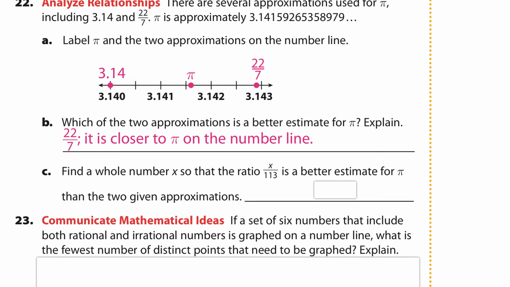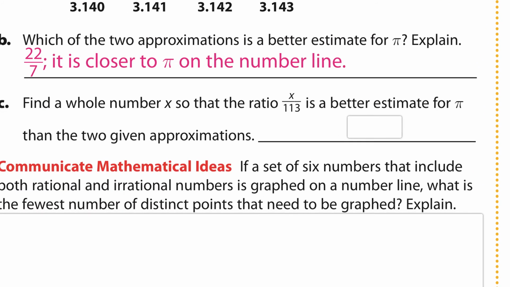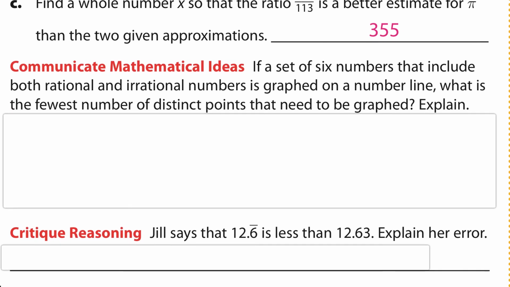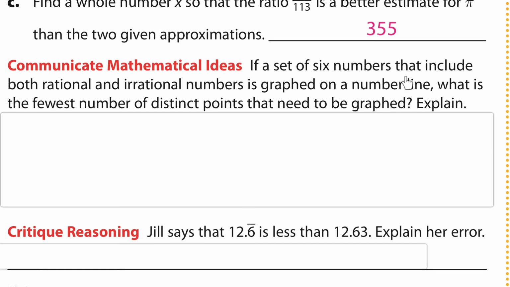Find a whole number, x, so that the ratio of x over 113 is a better estimate for pi, and give the two approximations. A whole number. So I would say 113 times 3.14 perhaps. That would be 355. All right. And if a set of 6 numbers that include both rational and irrational numbers is graphed on a number line, what is the fewest number of distinct points that need to be graphed, and explain?